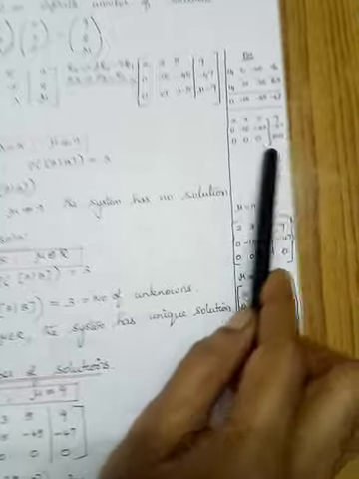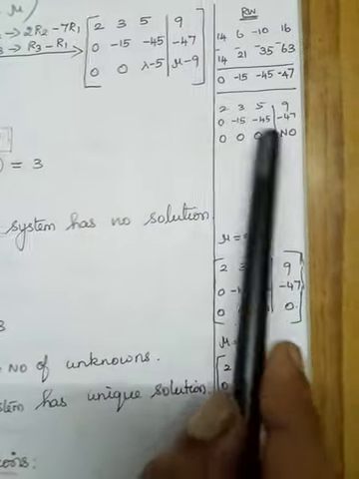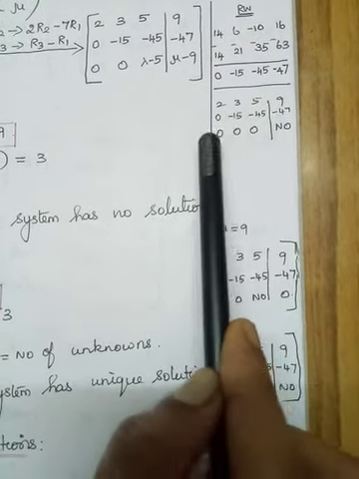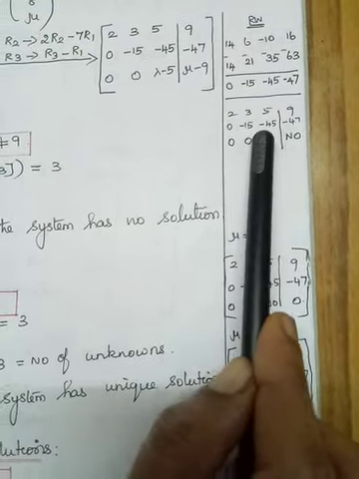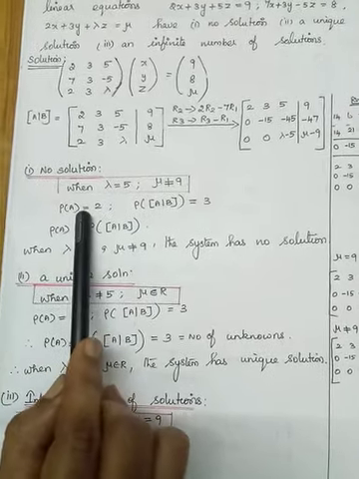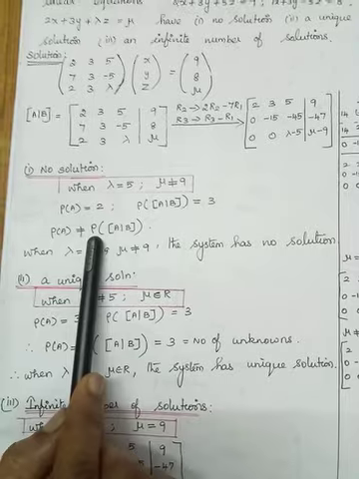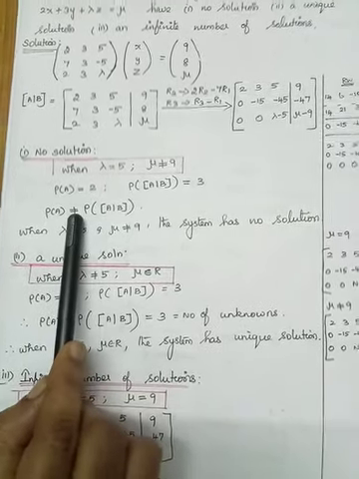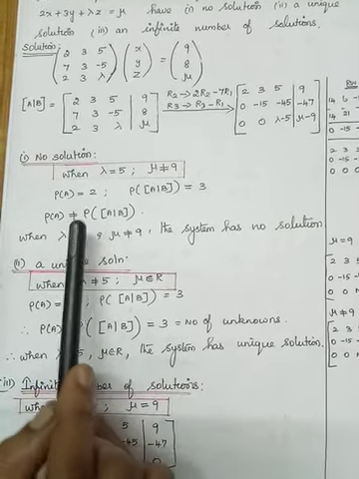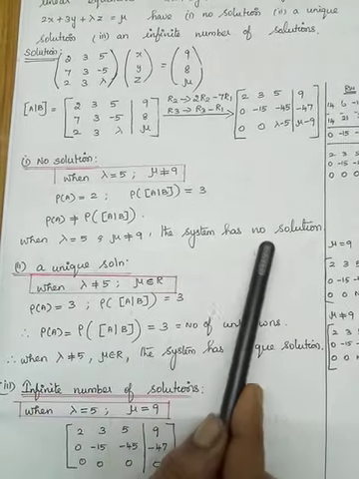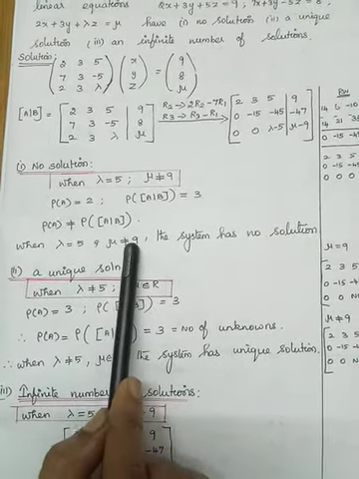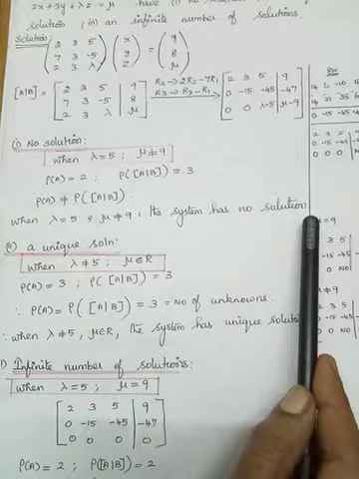Okay, and see the whole matrix. How many non-zero rows? This is the first row, this is the second row. Here you will have a number, so this is also considered a non-zero row. So rank of [A|B] is equal to 3. You look at this, rank of A is not equal to rank of [A|B]. So under this condition, the system is inconsistent, it has no solution. So when lambda is equal to 5 and mu is not equal to 9, the system has no solution.